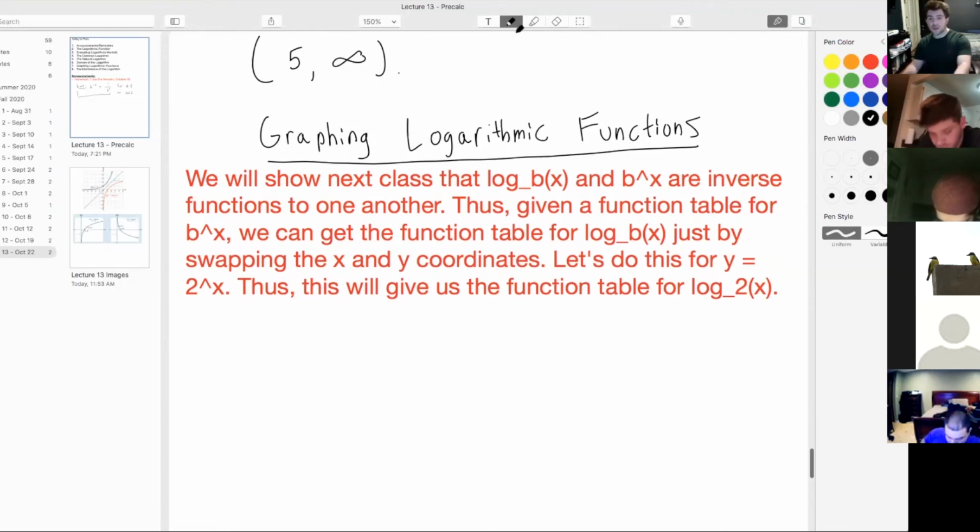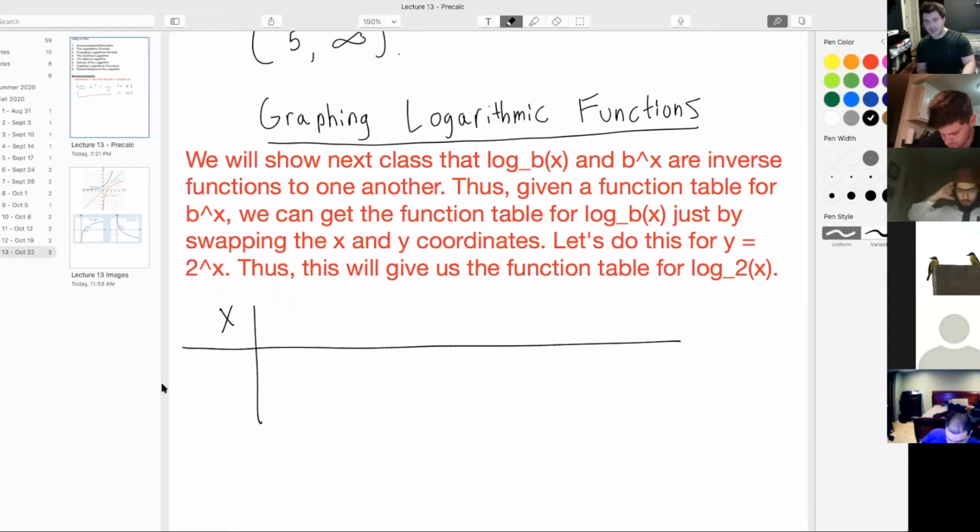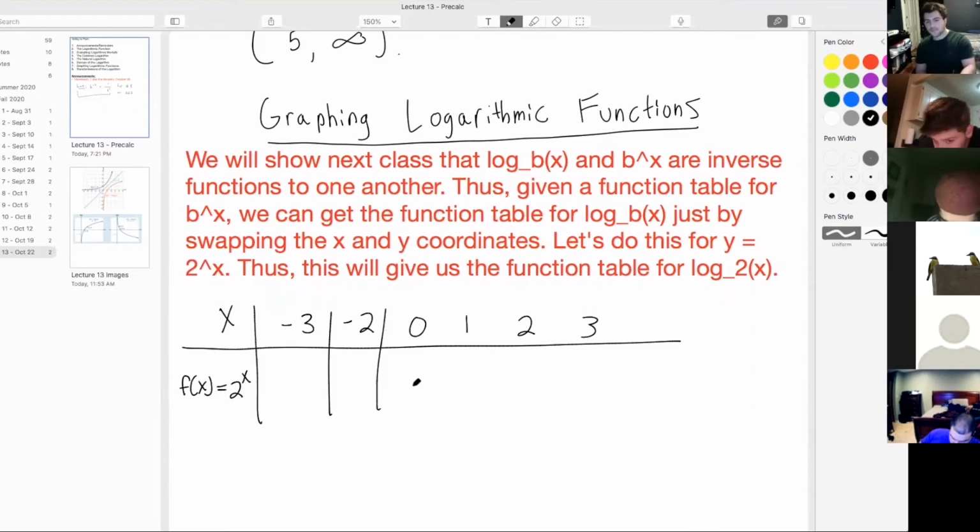Let's start with the function table for 2 to the x. We'll have our x column, and then we'll have our f of x equals 2 to the x. The x values that are usually good to do, you just go from -3 to 3 and the whole numbers in between. So I'm going to plug in -3 into the function 2 to the x. That'll give me 1 over 8. Plug in -2, you get 1 over 4. Plug in 0, you get 1.